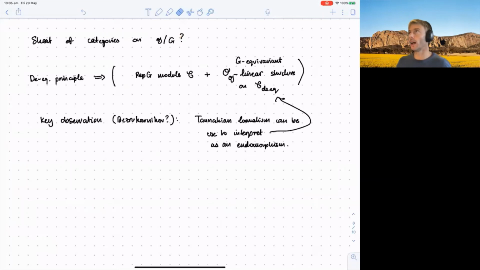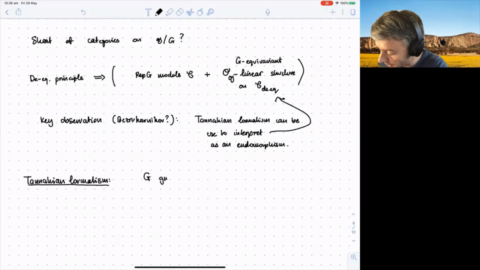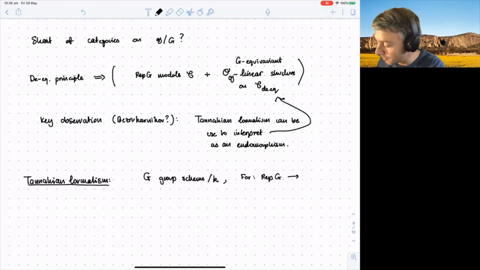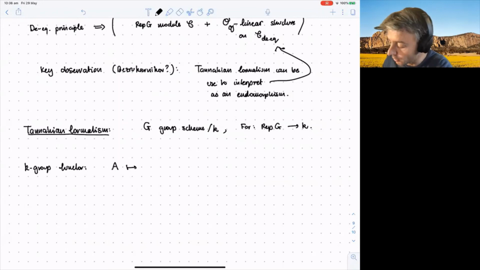So I just briefly want to recall Tannakian formalism, to the extent that I need it. This is nothing like a complete review, but we take G a group scheme over K, and we have the forgetful functor from Rep G to Vect_K. And now we can consider a K-group functor I, a functor from affine K-schemes to groups that sends A to the tensor automorphisms of the forgetful functor tensored with A.